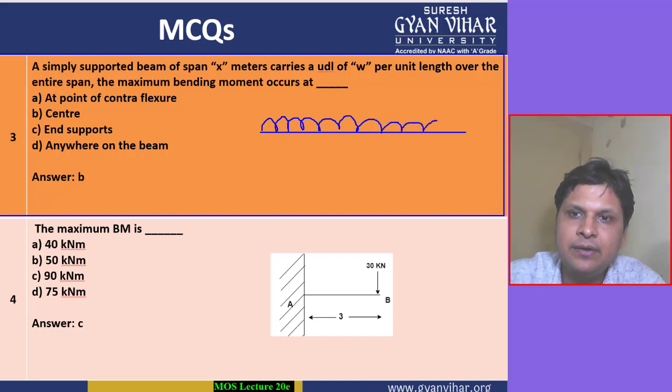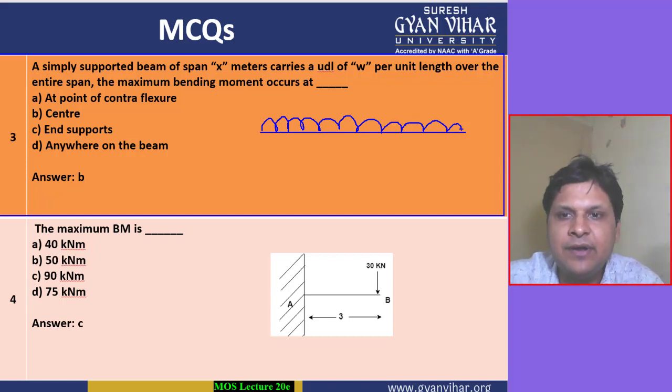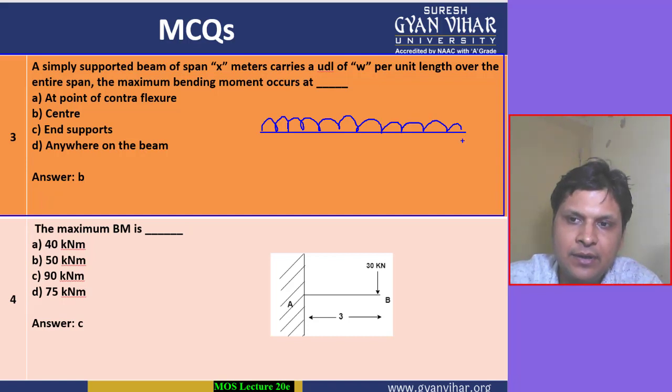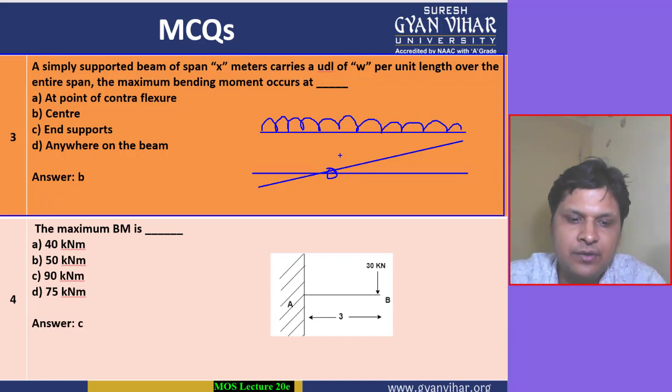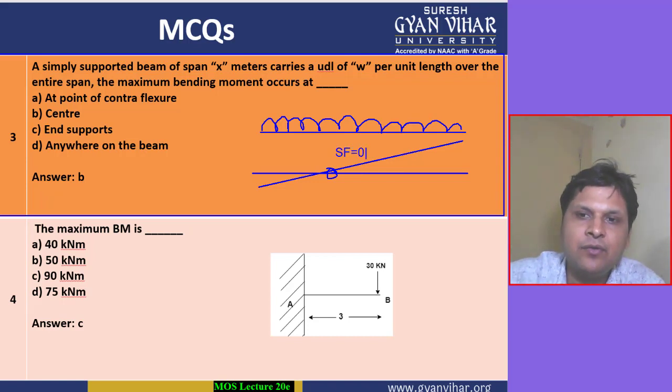Over the entire length. So for the maximum bending moment, it is very obvious that the shear force diagram will be an inclined line passing through the baseline from the center. Means at the center you will have the value of shear force equal to 0. And where the shear force value is 0, there you have the maximum bending moment.